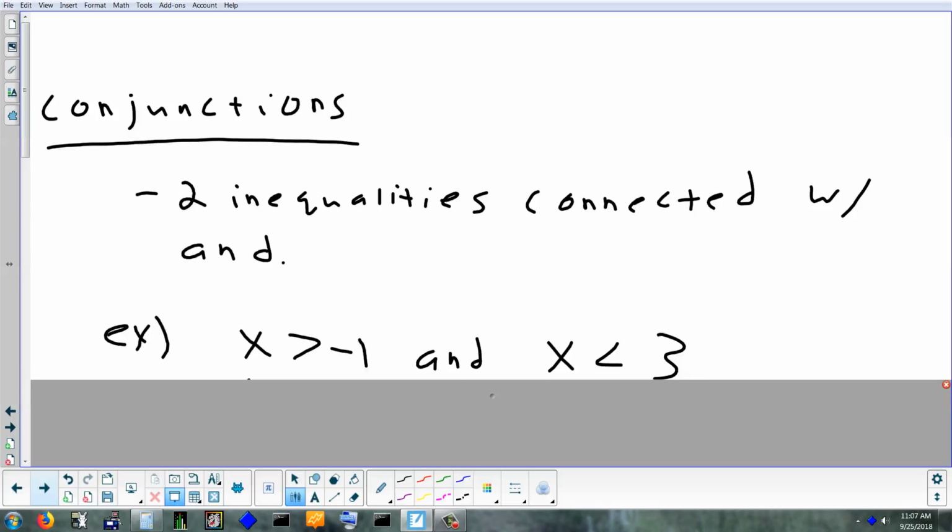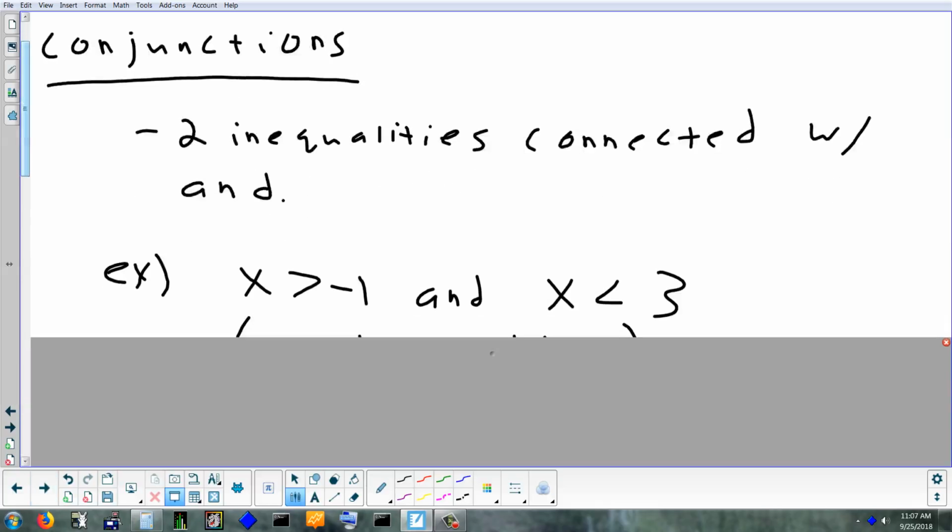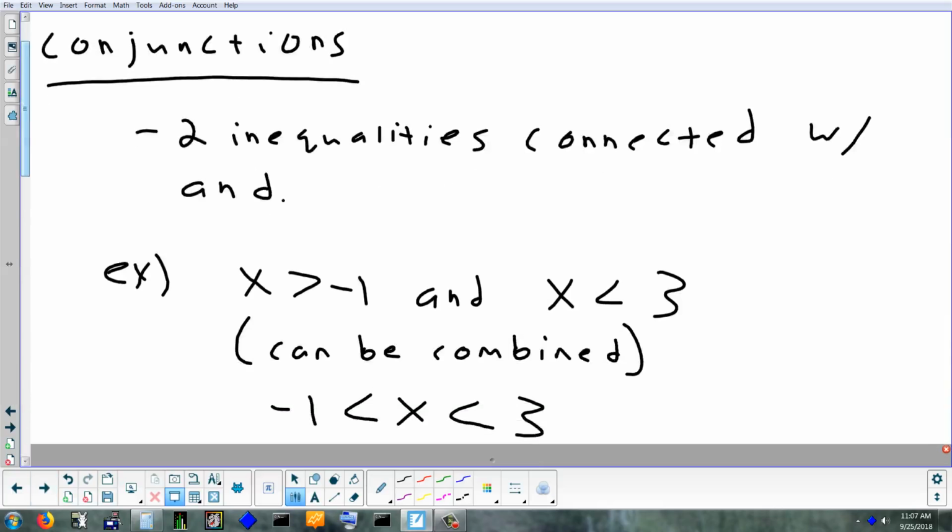A lot of times when you have an and, there's a shorter way to write it. There are two ways you can do it. This is one. You start with the x in the middle, smaller number on the left, bigger number on the right, and then both signs pointing to the left. When you combine two separate inequalities into one, these signs have to point the same way.